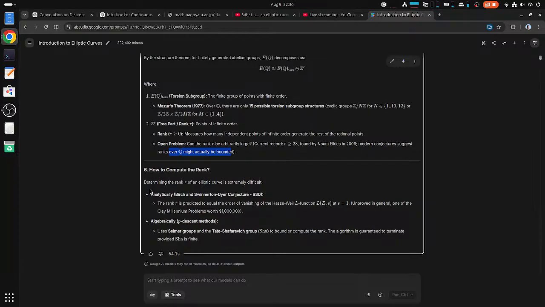Algebraically, p-descent methods use Selmer groups and the Tate-Shafarevich group to bound or compute the rank. The algorithm is guaranteed to terminate provided Sha is finite. Okay.